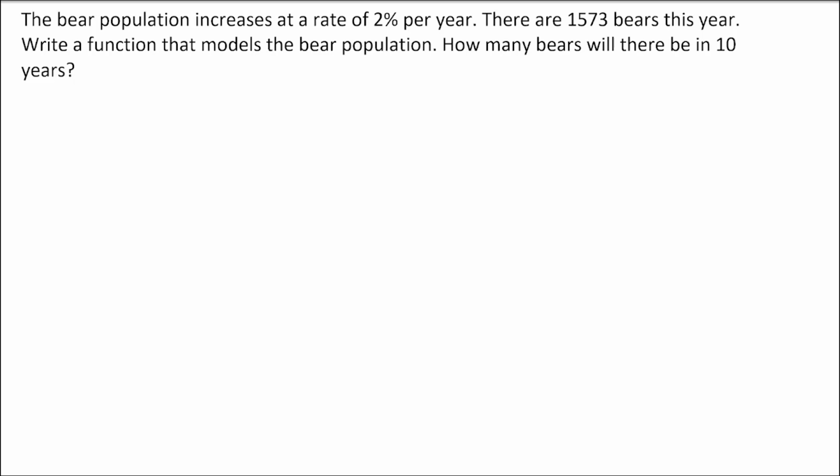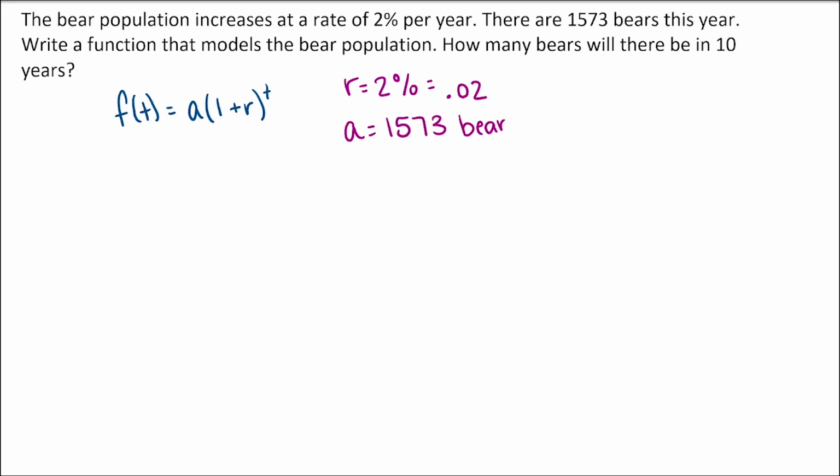The bear population increases at a rate of 2% per year. There are 1,573 bears this year. Write a function that models the bear population. How many bears will there be in 10 years? So we'll use f of t equals a times 1 plus r raised to the t power to represent this. Our rate is 2% or 0.02, and our a, or our initial value, is going to be 1,573.